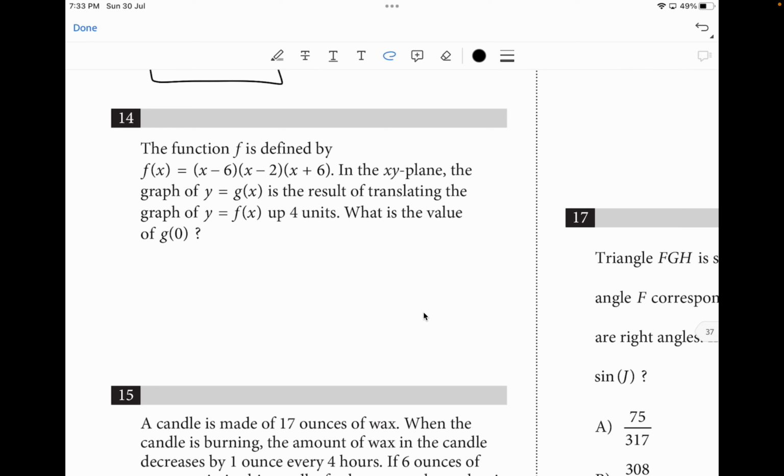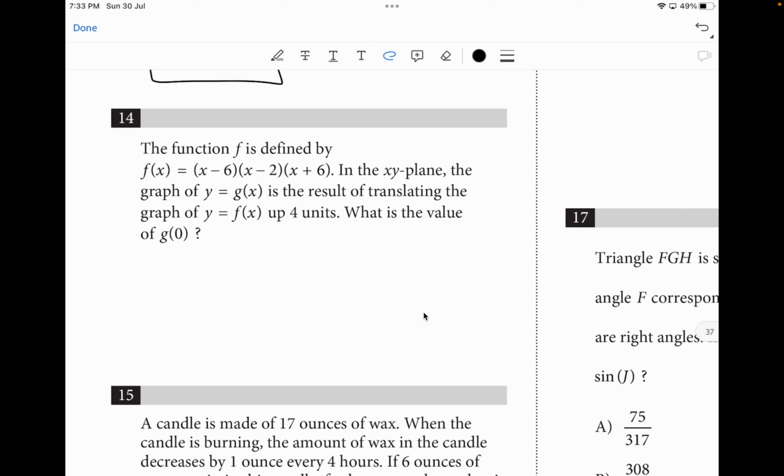So in this case, we can see that there are two functions. y equals g of x is a result of translating the graph of y equals f of x up by 4 units. And we have to find out the value of what happens when x becomes 0. Since it's given that the graph of y equals g of x is a result of translating the graph of y equals f of x up by 4 units in the xy plane, it shows us that the graph of y equals g of x is the same as the graph of y equals f of x plus 4.